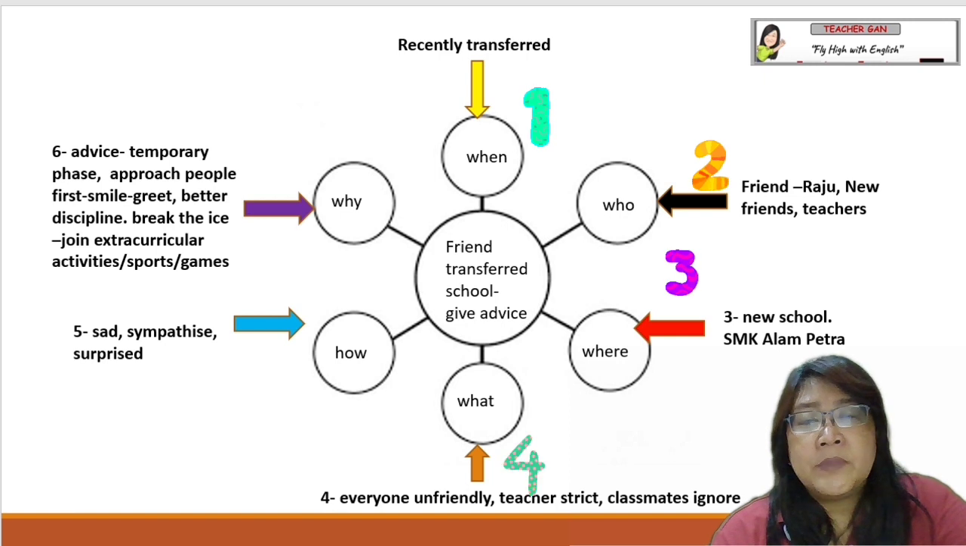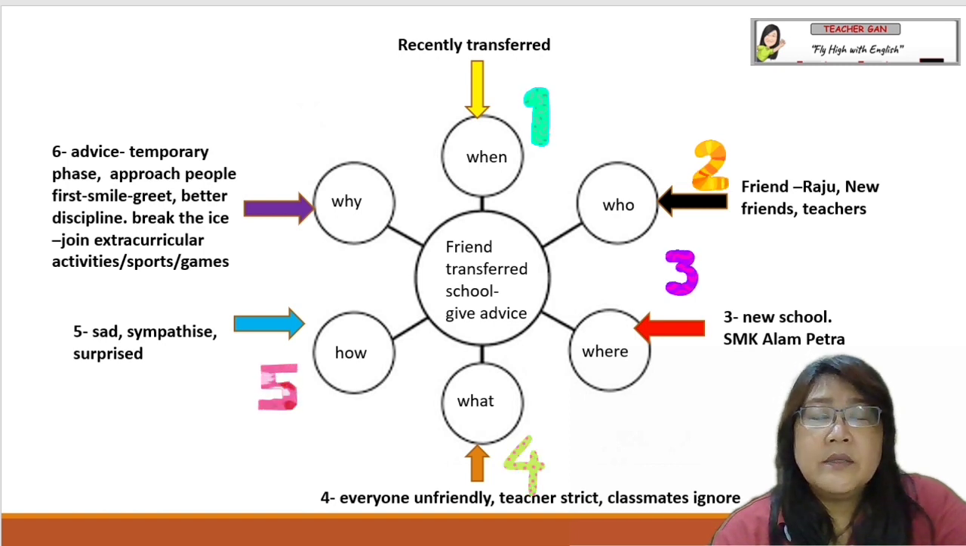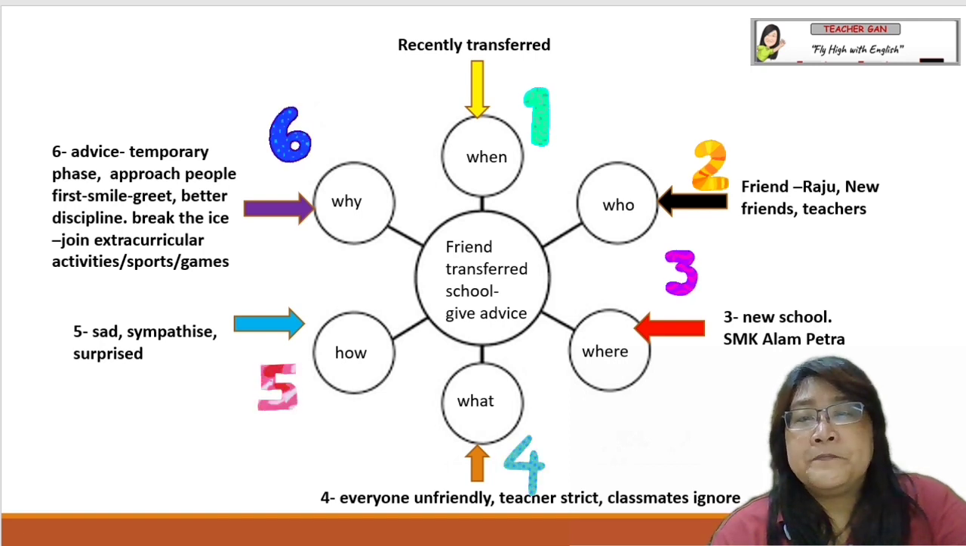So what is happening? Everyone is unfriendly, the teachers are strict, or the classmates also ignore him. So these are the problems. So you have to give advice. And then how do you feel? Maybe you are sad, you sympathize with Raju, and you are surprised that he wants to go back to the old school. Okay, why?